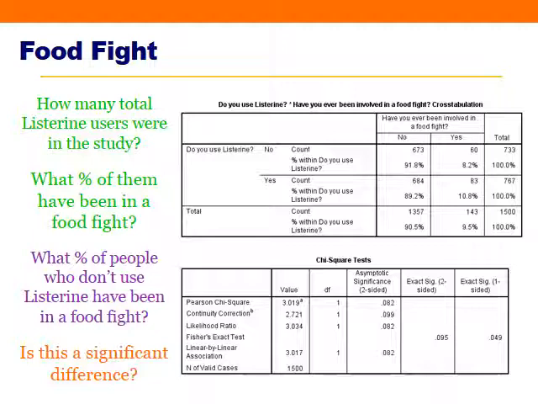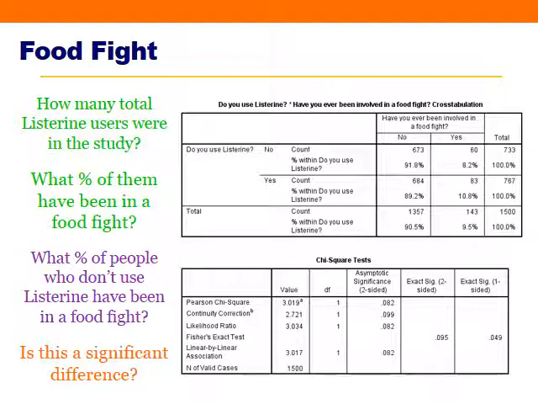In order to find that out, we have to look at the results of our Pearson chi-square test in the bottom table. Our chi-square value for this study is 3.02 with 1 degree of freedom, and our p-value is 0.082. Because 0.082 is larger than our alpha value of 0.05, we would retain the null hypothesis here and conclude that there is not a statistically significant difference between Listerine users and non-Listerine users in terms of the percentage that have been in a food fight.